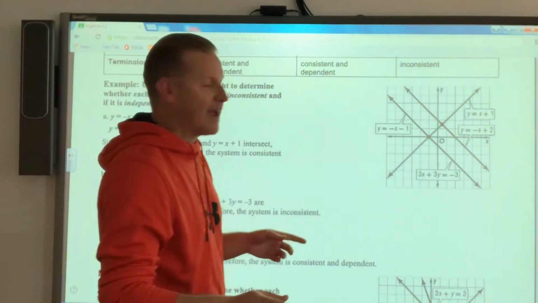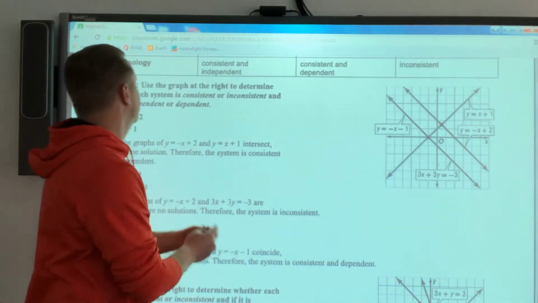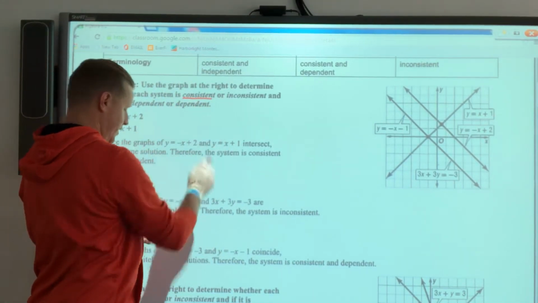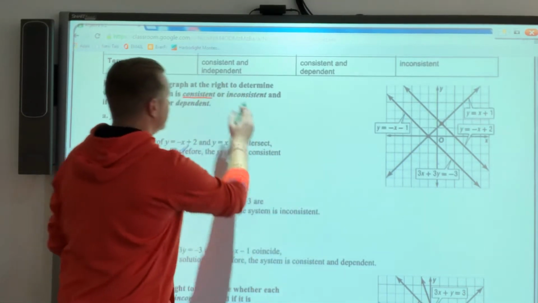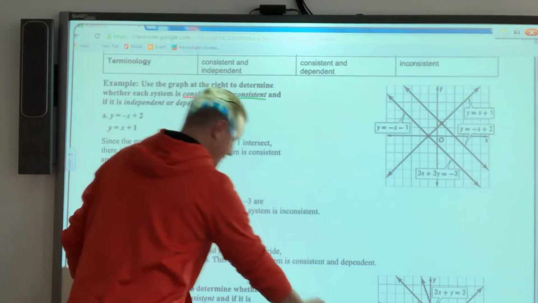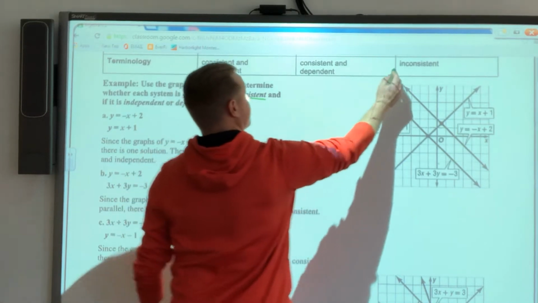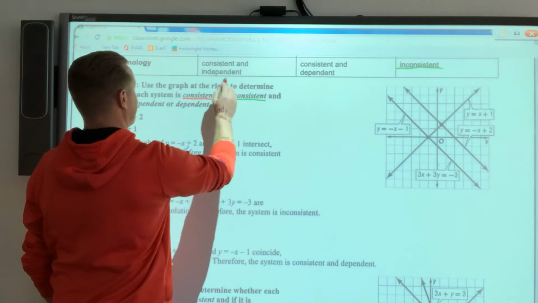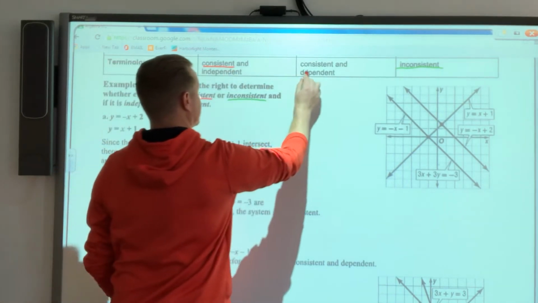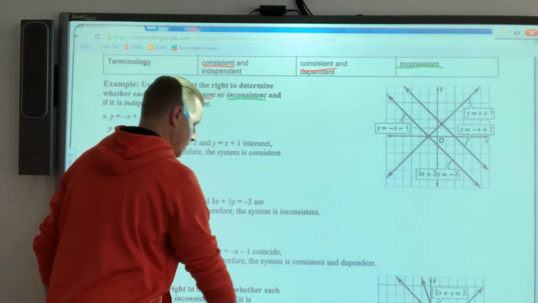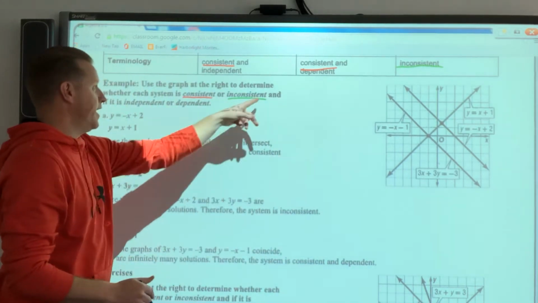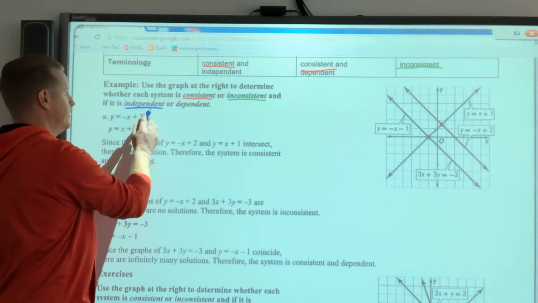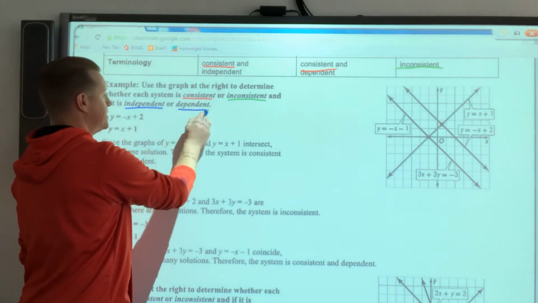All right, guys, let's jump back into it. So, they are asking us, is it consistent or is it inconsistent? And is it independent or dependent?